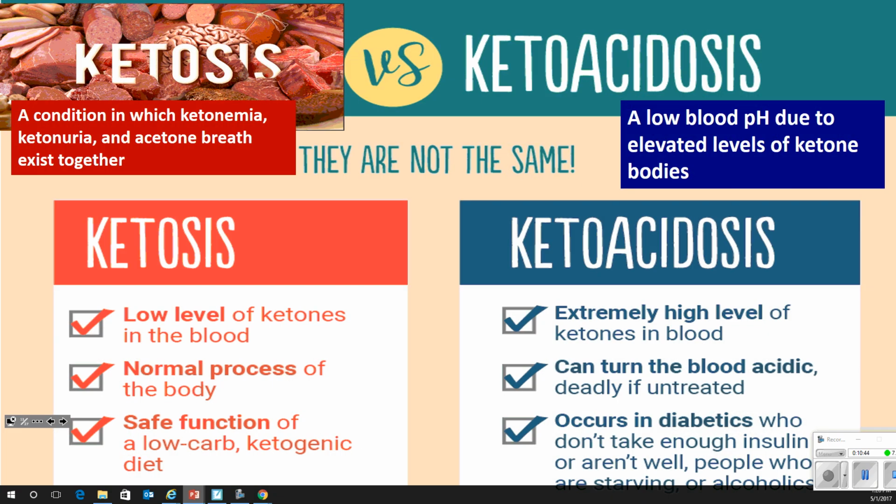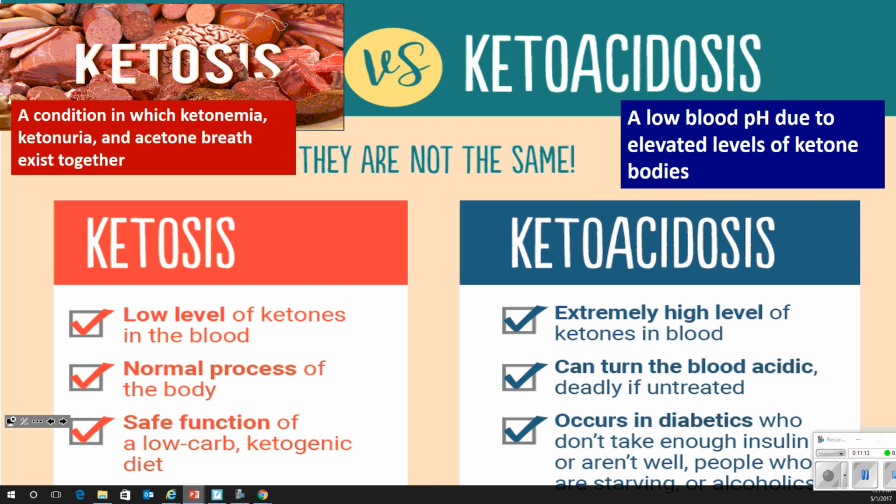All right, so ketosis versus ketoacidosis. So we need to know the difference between the two. And I found this chart and I really liked it because they're not the same. Ketosis is a condition in which ketonemia, ketouria, and acetone breath exist together. Okay? So you have a low level of ketones in the blood, you have normal process in the body, and you have safe function of low carb ketogenic diet.